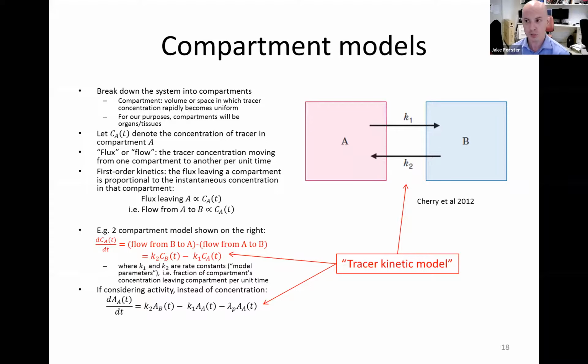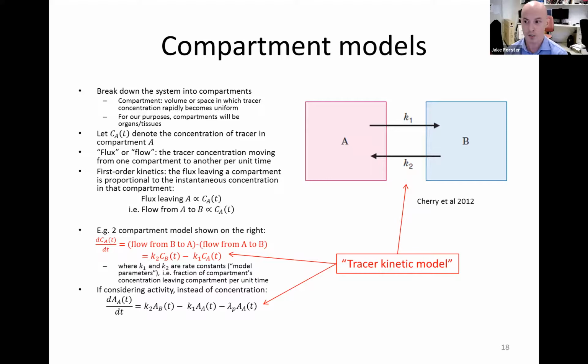In compartment models, obviously we have this term called compartments. What are compartments? They're volumes or spaces in which a tracer concentration will rapidly become uniform. For us, we're going to consider compartments to be organs or tissues. Let's denote the concentration of a tracer in a compartment A as C_A as a function of time, t.